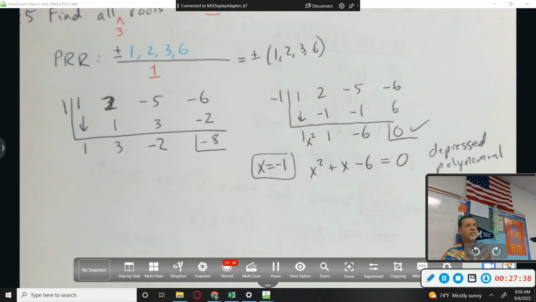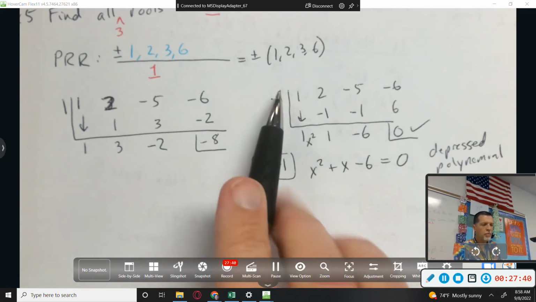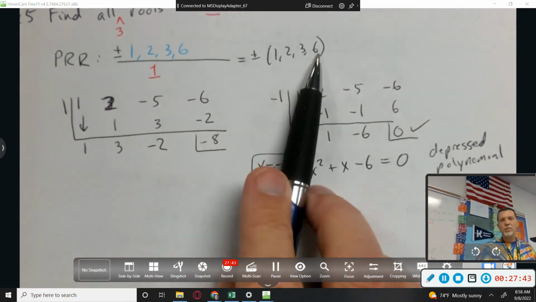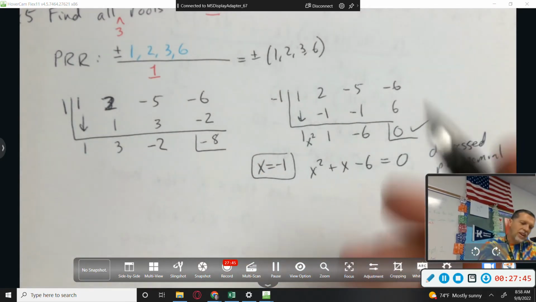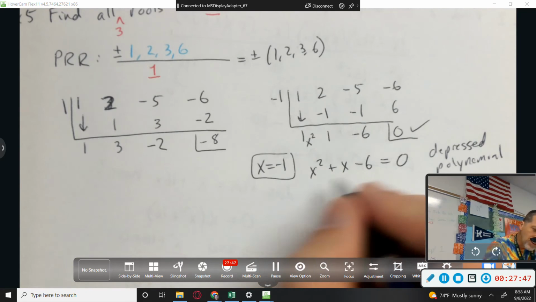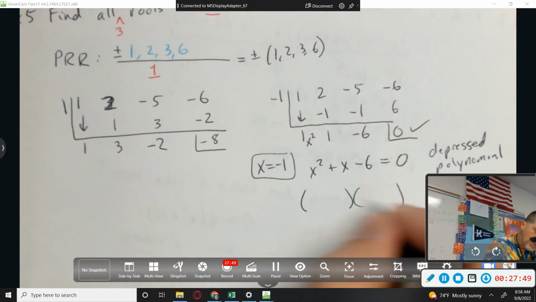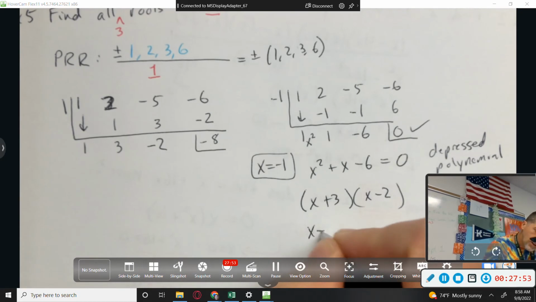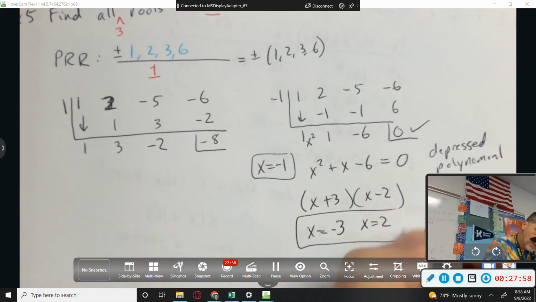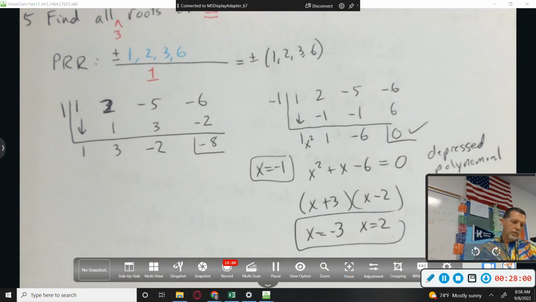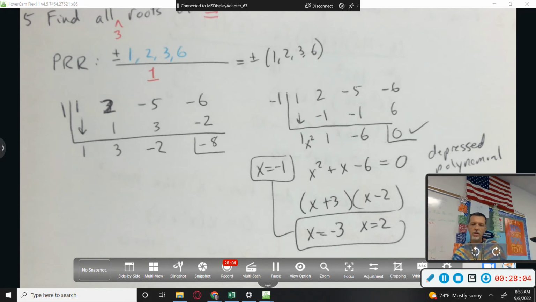So rather than going and guessing plus or minus 2, plus or minus 3, plus or minus 6, and getting frustrated with the whole deal, use the depressed coefficients. x plus 3, x minus 2. So x equals negative 3 and x equals 2. And by the way, we said we wanted 3 answers, and now I've got 3 answers. So all is right with the world.